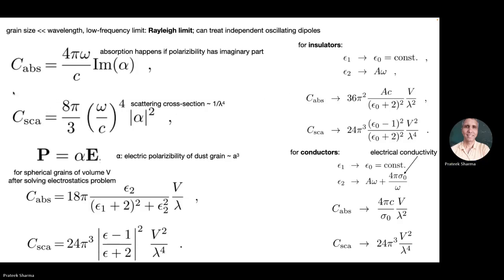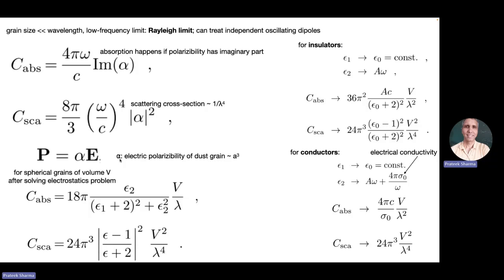And in that case, the absorption cross section is just given by 4 pi omega by c times the imaginary part of alpha. Alpha is this electric polarizability. So they are all related. This alpha, epsilon, m, they're all related to the material response, right? So alpha is the electric polarizability of the dust grain, and it goes like the volume of the dust grain, a cube, right? So you can imagine a dust grain, and you have an electric field applied in the electrostatic limit.